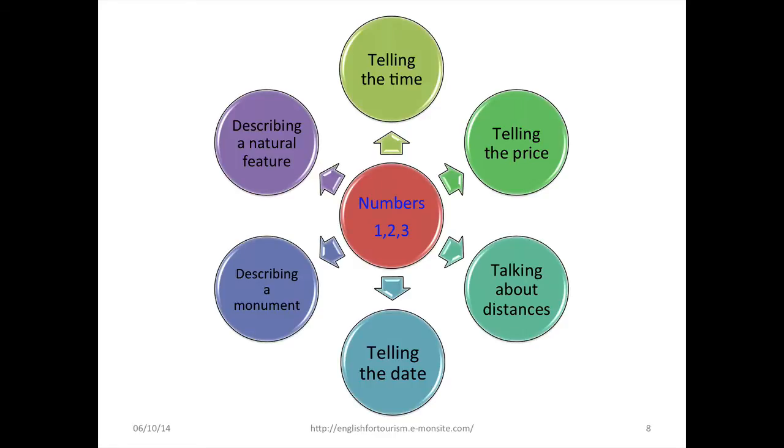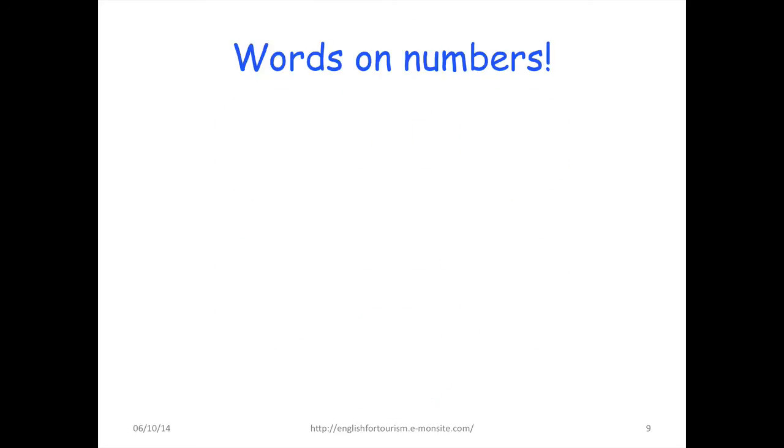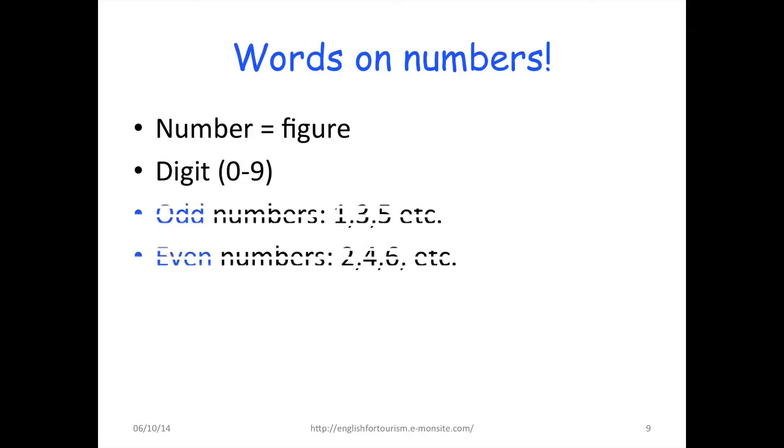Let's recap. You need numbers to tell the time, to tell the price, to talk about distances, to tell the date, to describe monuments and natural features. Now a few words on numbers. Another word for number is figure. You can also use digit, though very often digit is used for numbers between 0 and 9.